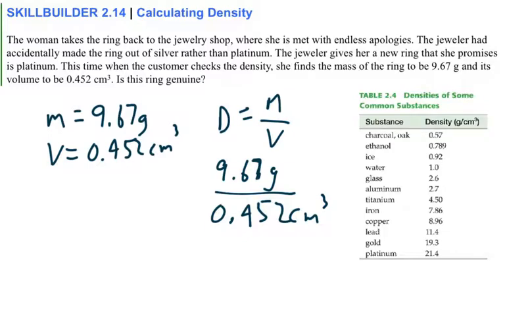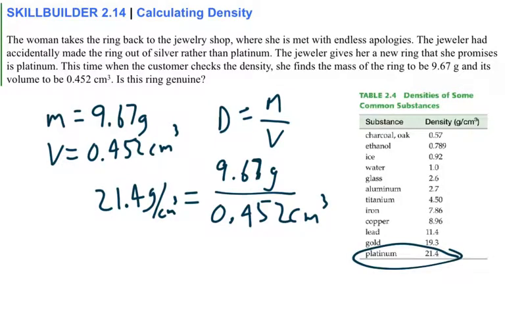We round. Now I get 21.3938053 and it keeps going, but we can safely round that to 3 significant figures to 21.4 grams per cubic centimeters. And if you notice, this time it does match. So this ring is indeed platinum.